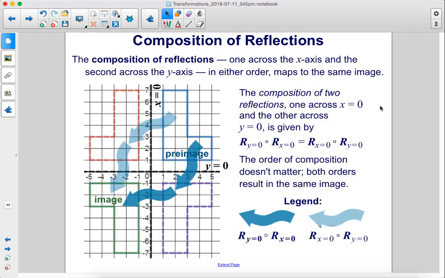The composition of reflections, one across the x-axis and the second across the y-axis, in either order maps to the same image. The composition of two reflections, one across x equals 0 and the other across y equals 0, is given by r sub y equals 0 after r sub x equals 0, which equals the same thing in the other order. The order of composition doesn't matter. Both orders result in the same image. So here we start with our pre-image, reflected here and then there, or start with your pre-image, reflected down there and then over.